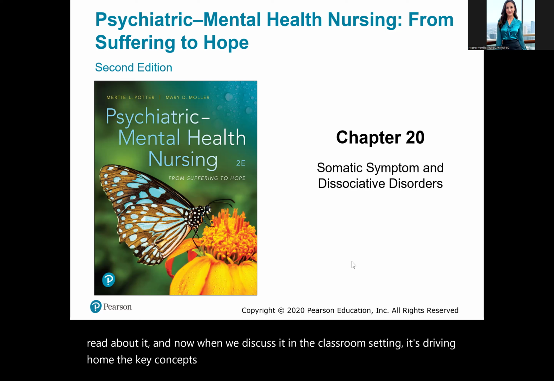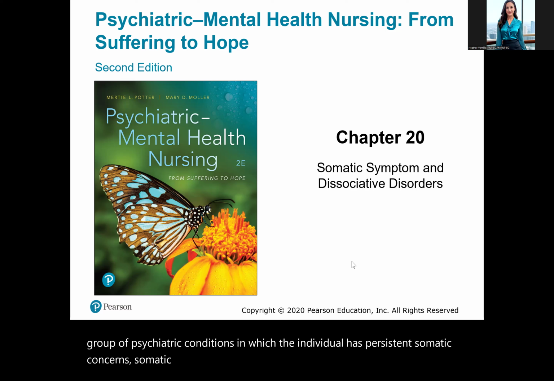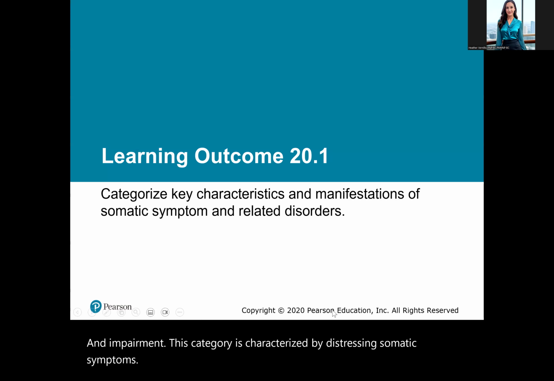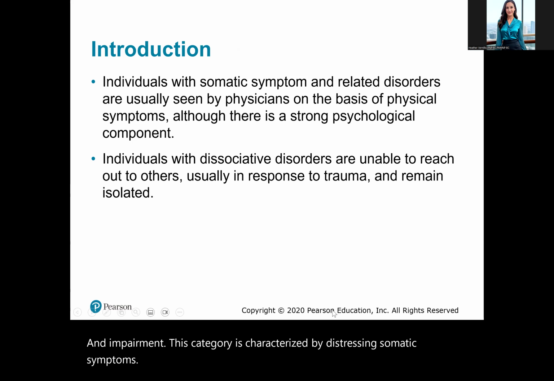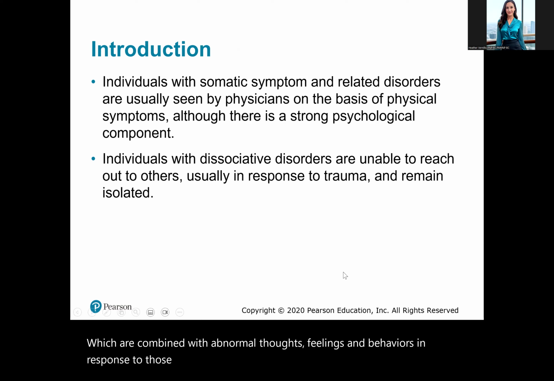So, somatic symptoms and related disorders are a group of psychiatric conditions in which the individual has persistent somatic concerns, somatic meaning physical concerns, associated with significant distress and impairment. This category is characterized by distressing somatic symptoms, which are combined with abnormal thoughts, feelings, and behaviors in response to those somatic symptoms.